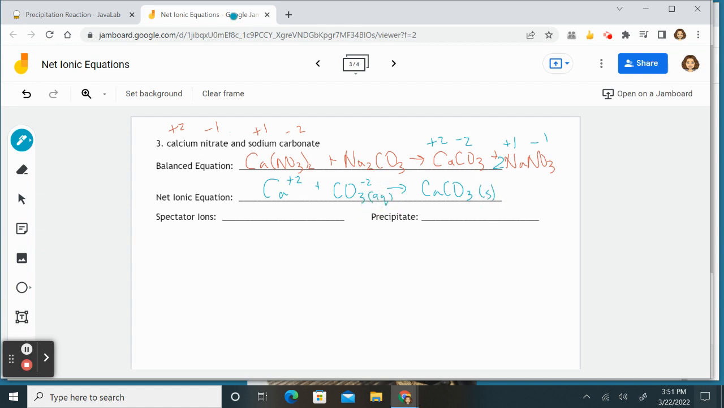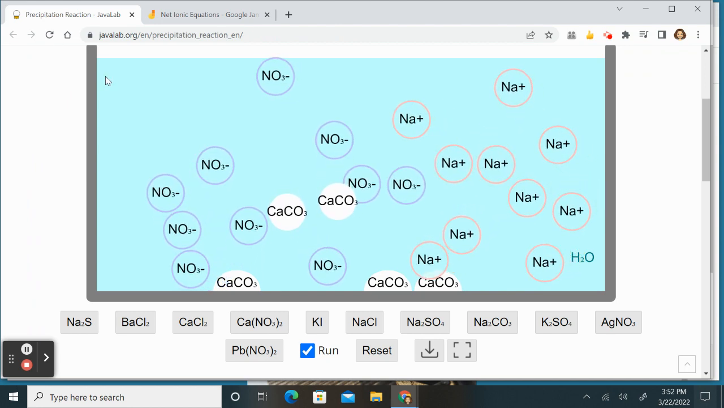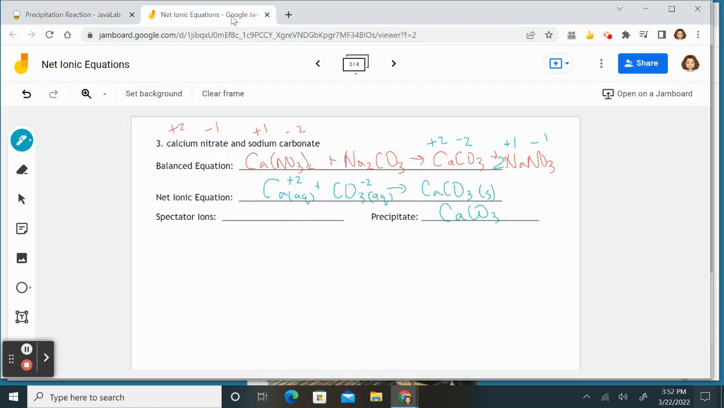And these guys are dissolved in water, so they are aqueous. Our precipitate is that calcium carbonate. And our spectator ions are the ones that are just floating around, watching. So sodium and nitrate.